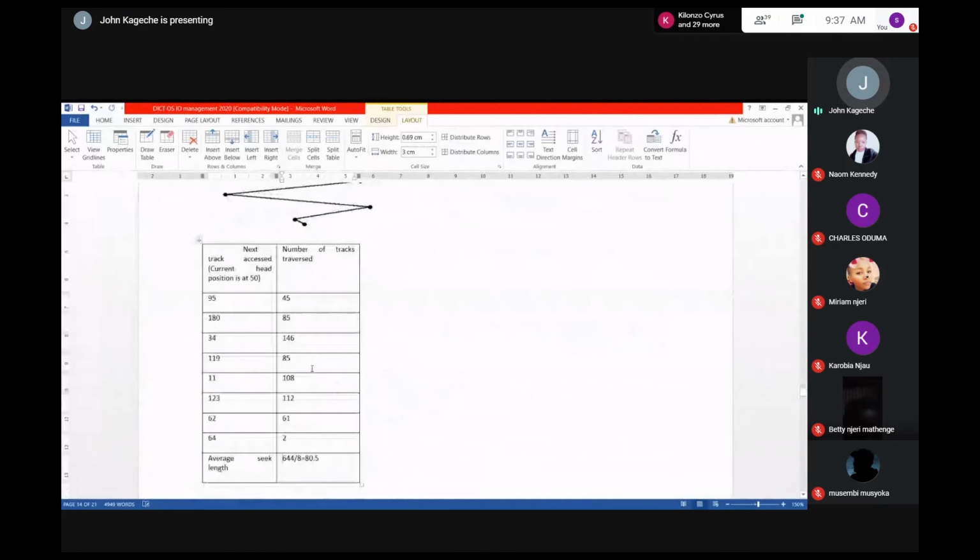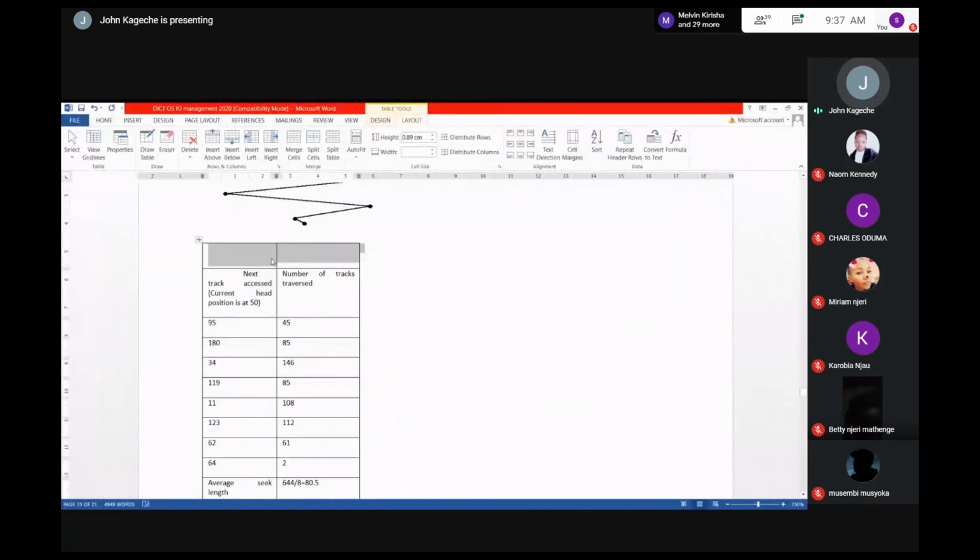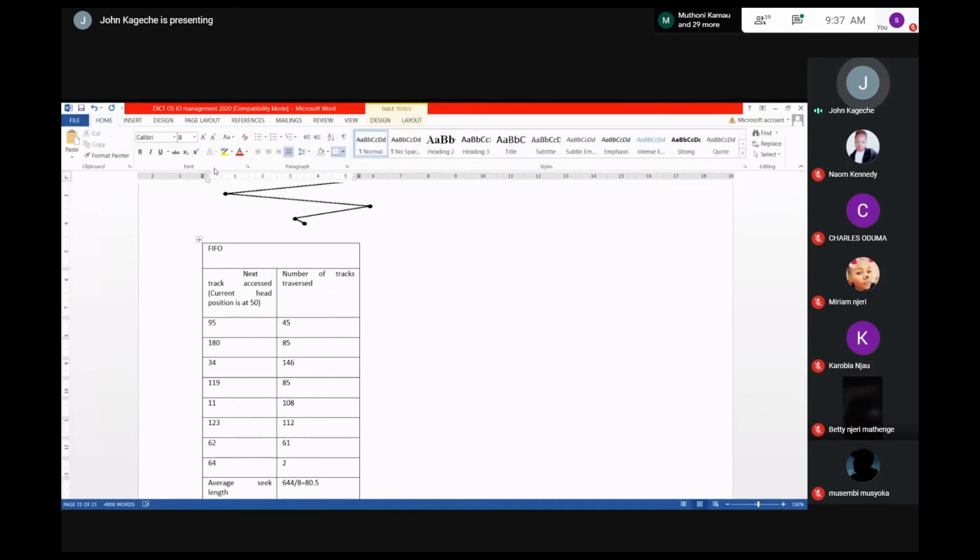For first in, first out. For example, number of tracks traversed. I could add another row at the top. Let me just add another row, insert above. So this, and then I merge this. So this is for FIFO. Are we together? I'm merging that and placing it at the center, and I'll save that because it's also very important. That is for FIFO. Are we together?